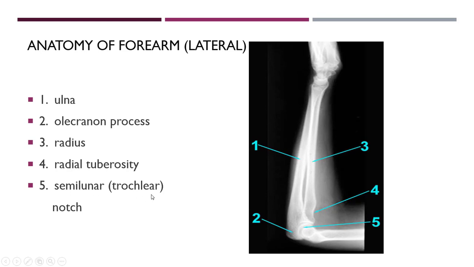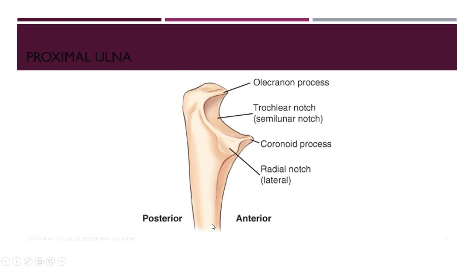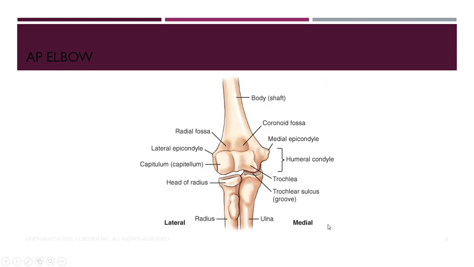Your semilunar or trochlear notch is what all of this is sitting in. So here's your olecranon process, your trochlear notch, your coronoid process, your radial notch. This is your posterior side of your ulna where the olecranon process sits. Anterior side is where that coronoid process sits.